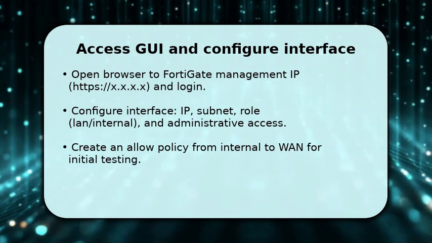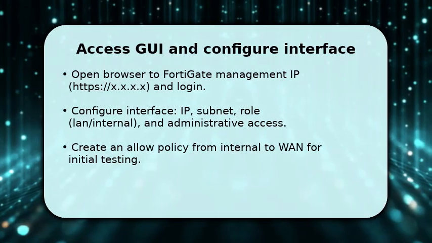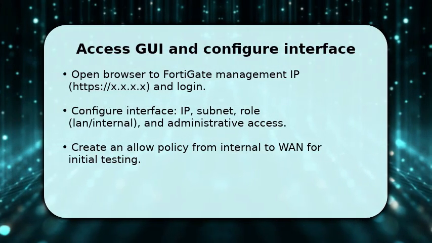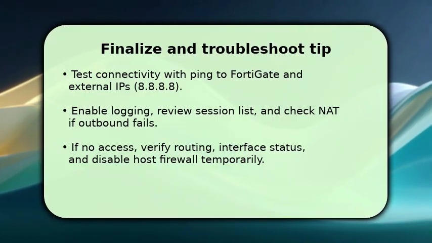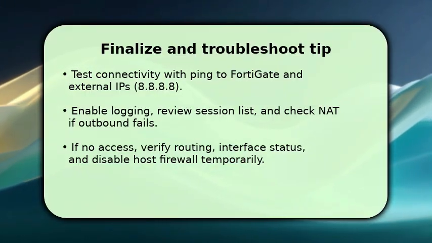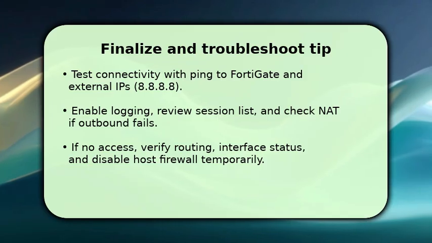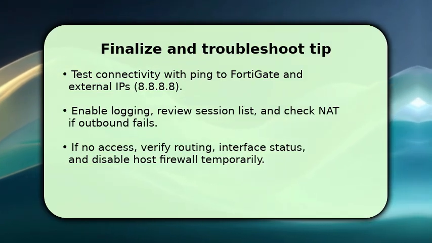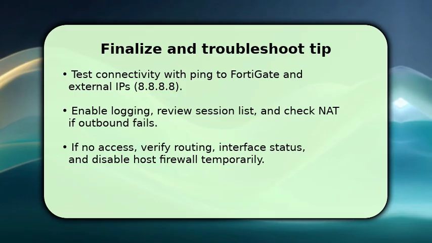You finish by testing connectivity. Ping the Fortigate IP and then an external IP like 8.8.8.8 to confirm routing and NAT. Once packets flow, finalize DNS settings on the PC and harden admin access with a strong password and limited management access.